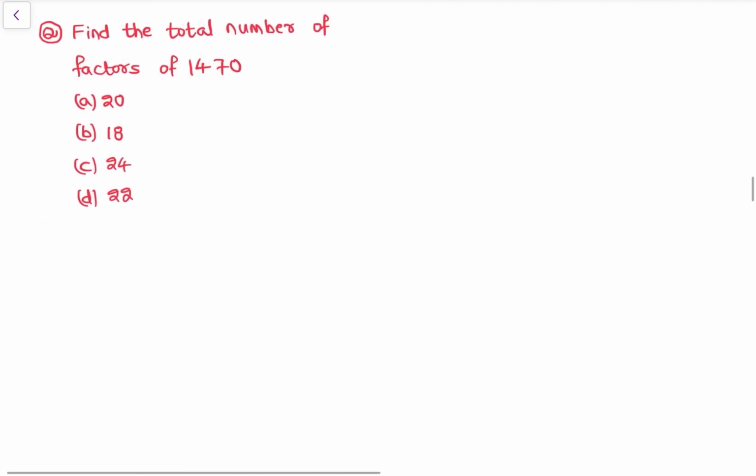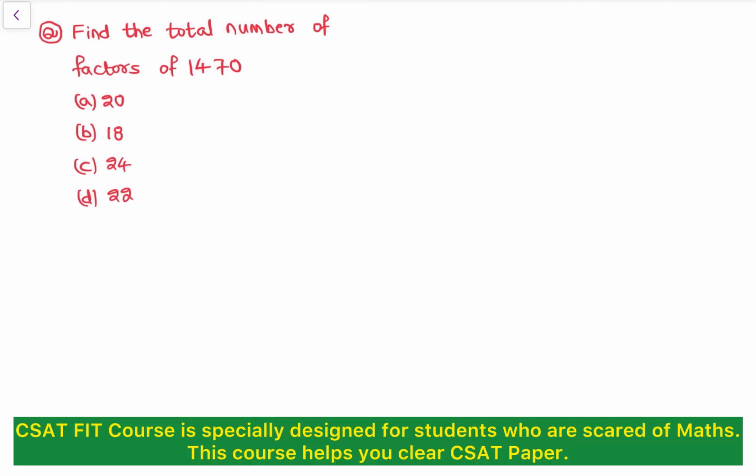Then let's see one more question, that is 1470, its prime factorization, and the total number of factors of 1470. So 147 into 10 we can write. So 10 can be written as 2 into 5. See, we will be studying prime factorization extensively in the LCM and HCF chapter also. So this is how to do it, or you can also do it like this for 1470, right.